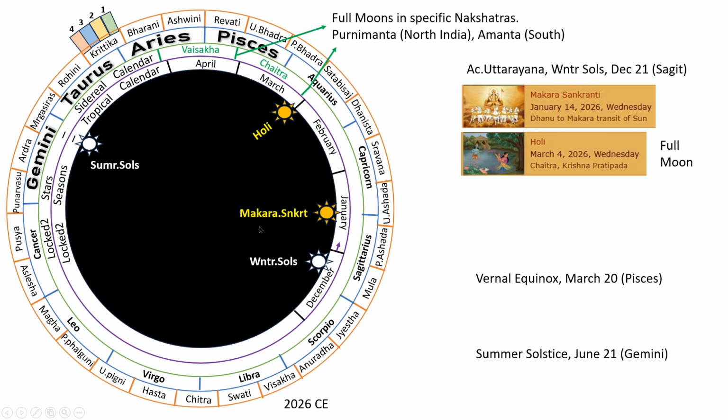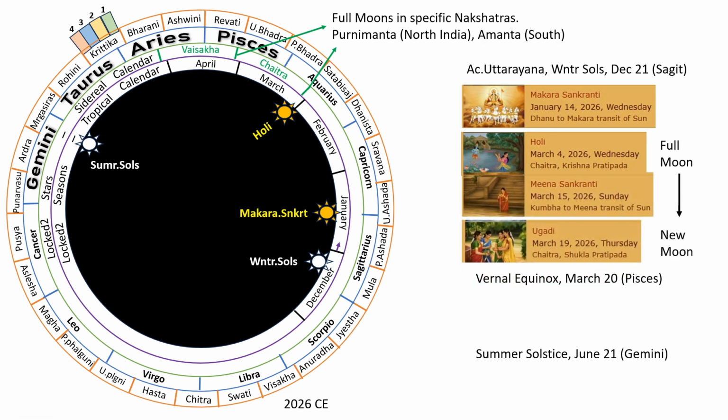So we'll talk about the vernal equinox also. Between this holy full moon and just the next new moon, this new moon is celebrated as Ugadi, and this is celebrated as a new year by a lot of people in India. Basically this is the Chaitra Shukla Pratipada, right after the new moon, the next day of the new moon. Chaitra in the North Indian system begins here right after Holi.